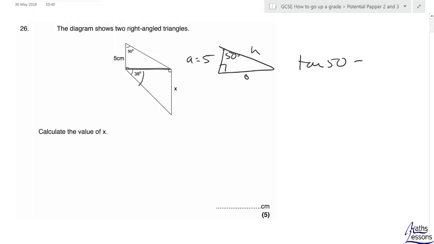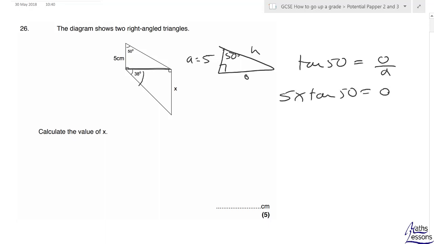To calculate the value of x, I've got one angle. I'm going to probably need this side. So that's going to be the easiest way. So let's take this triangle here. That's 50. That's 5. There's my right angle. So I'm going to use tan. That's the hypotenuse, that's the adjacent, that's the opposite. Tan of 50 will equal the opposite over the adjacent. So therefore the adjacent is 5, so I get 5 times tan 50 equals the opposite.